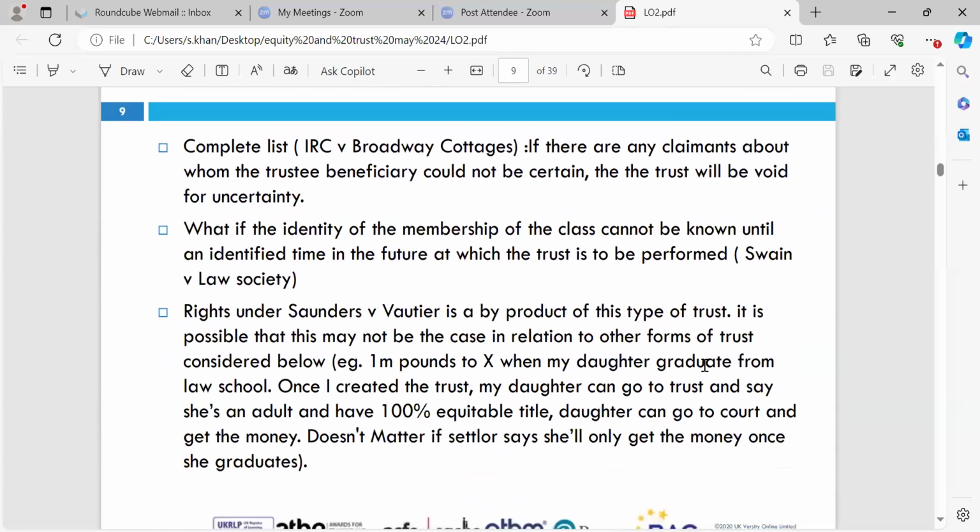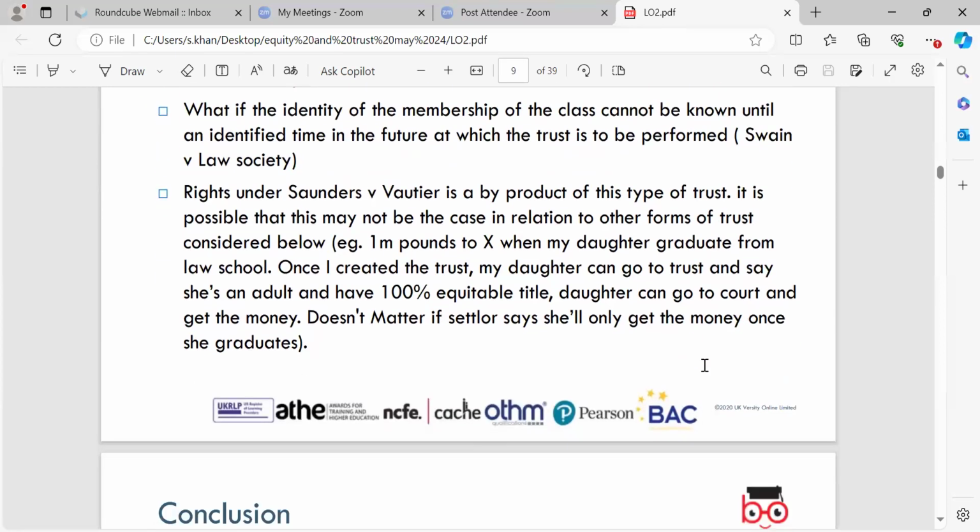The complete list test is in the case of IRC v Broadway Cottages. If there are claimants about whom the trustee or beneficiary could not be certain, then the trust would be void for uncertainty. What if the identity of the membership of the class cannot be known until an identified time in the future at which the trust is to be performed, as in the case of Re Swain and Law Society? Rights under Saunders v Vautier are a product of this type of trust. It is possible that this may not be the case in relation to other forms of trust considered.